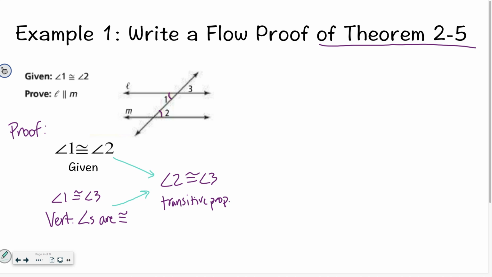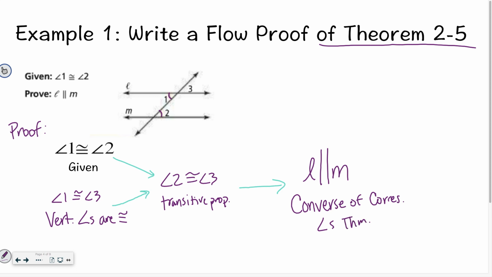I use the arrows to point to the next step. Then if angle 2 and angle 3 are congruent, how are angle 2 and angle 3 related? Angle 2 and angle 3 are considered corresponding angles. If we know that two corresponding angles are congruent, using the converse we talked about, we can say that our lines are parallel. So I can jump right into saying line L is parallel to line M, and that's by our converse of corresponding angles.